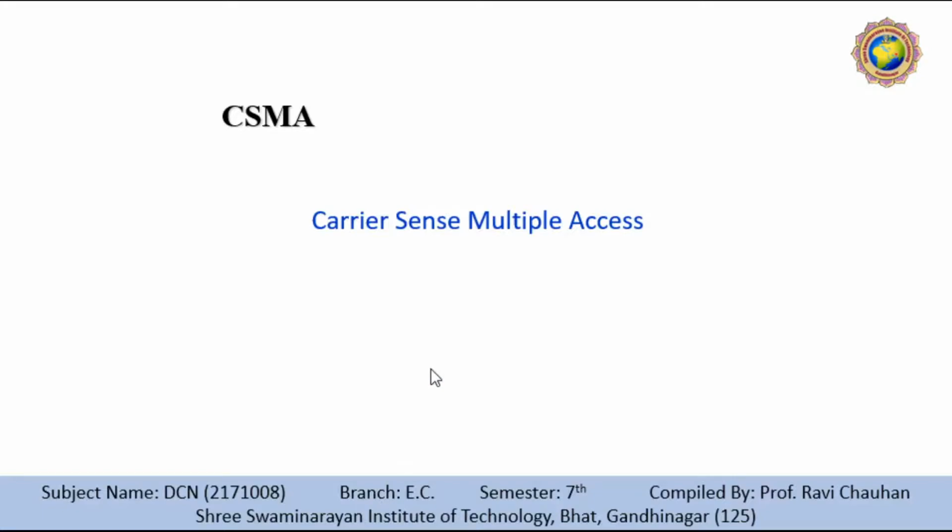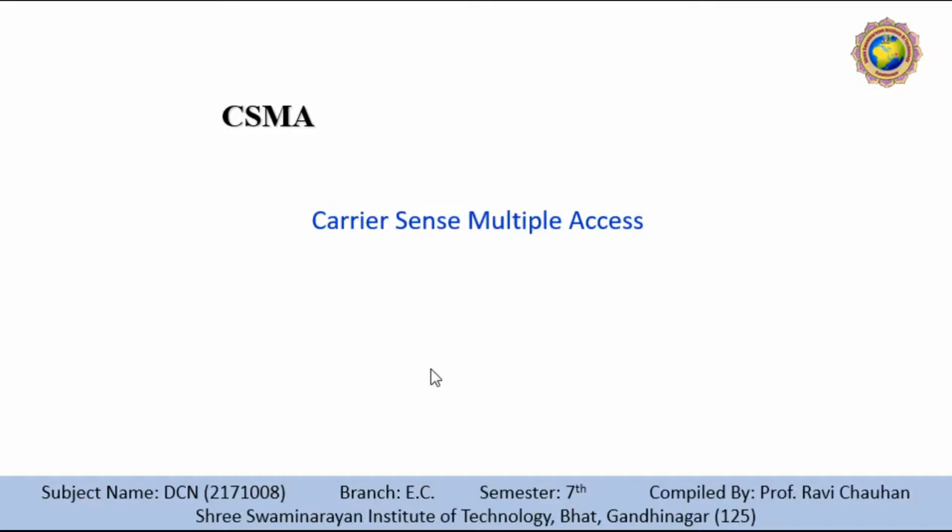The chance of collision can be reduced if a station senses the medium before trying to use it. So Carrier Sense Multiple Access requires that each station first listen to the medium, or check the state of the medium, before sending. In other words, CSMA is based on the principle of sense before transmit, or listen before talk. CSMA can reduce the possibility of collision, but it cannot eliminate it.